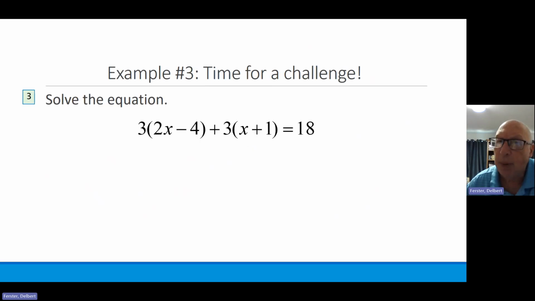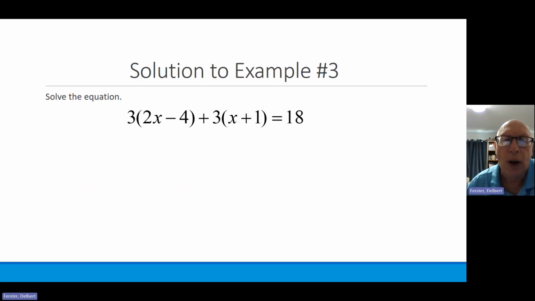Third problem looks like a couple of distributive opportunities, probably a chance to combine some like terms, and then the notion of what we're going to have to do to move. So let's go. Let's get it. All right, 3 times 2x is 6x. 3 times negative 4 is negative 12. 3 times x is 3x, and 3 times 1 is 3.